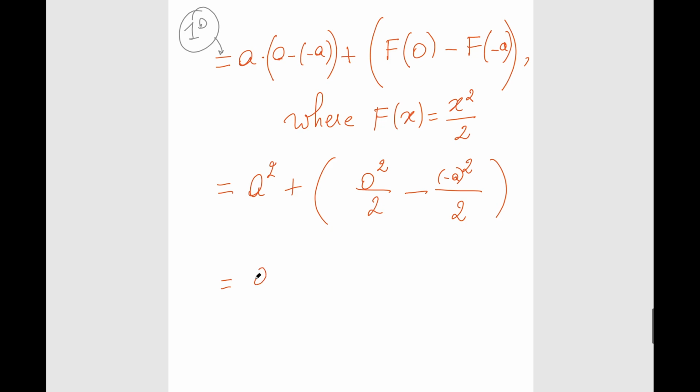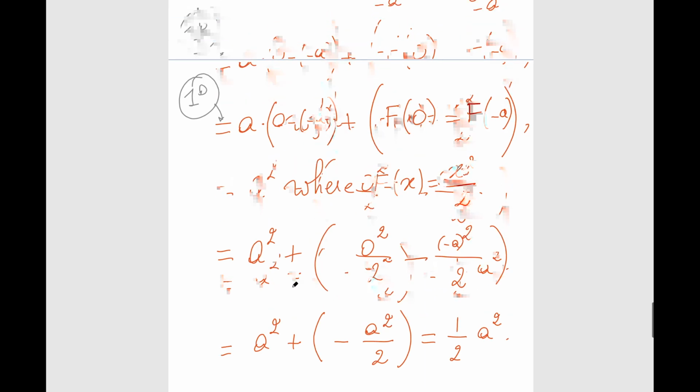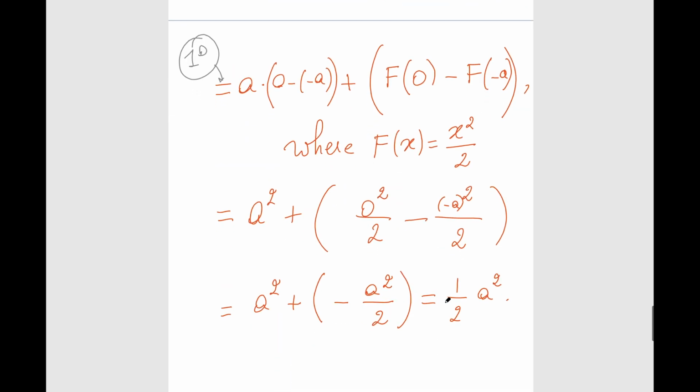Okay, and that thing is equal to a squared plus, that thing is minus, right? This is 0 minus a squared over 2. Okay, and what's a squared plus minus? Plus minus means you are subtracting. If you add the opposite, it means you're subtracting. A squared minus half of a squared is half of a squared, right? You get this. Okay. And I hope you start realizing what's going on.